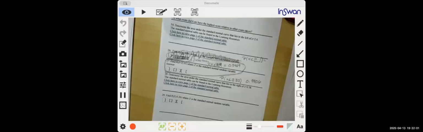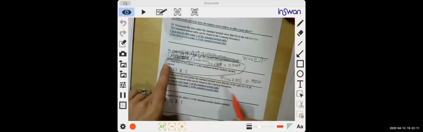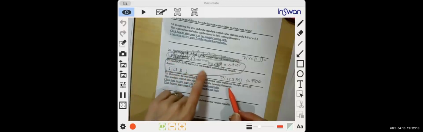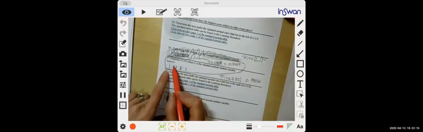Just a follow-up question. The 0.3409, that's from the Z-score table? It's not from the Z table, it's from using that applet. This one has the applet in it. That's why these things are here.